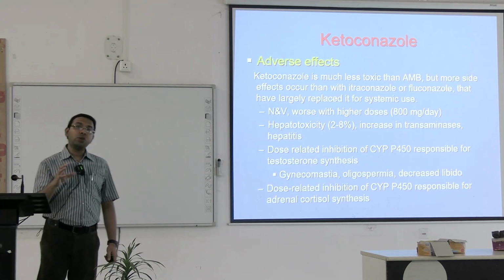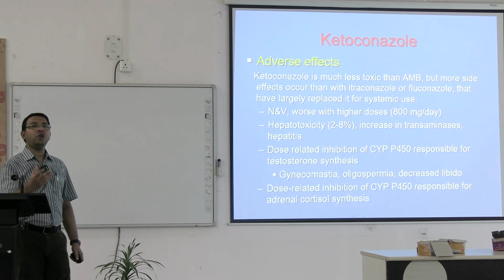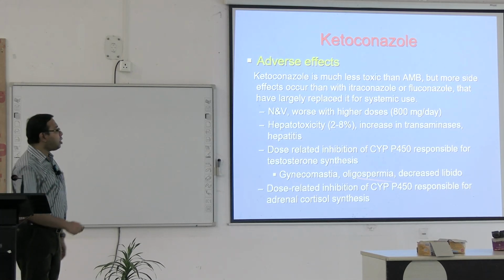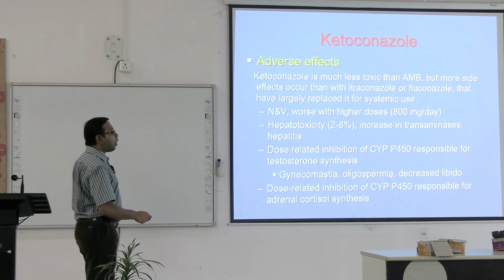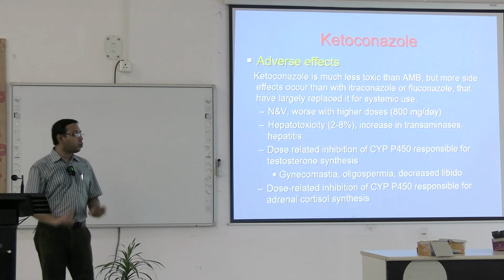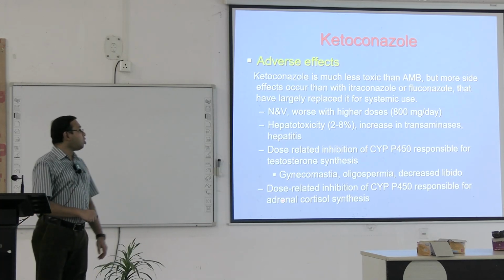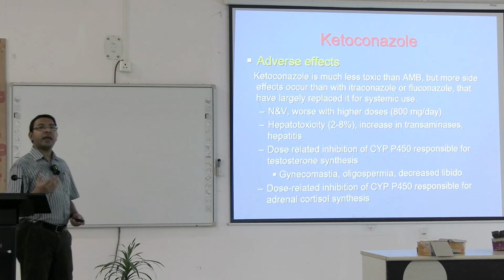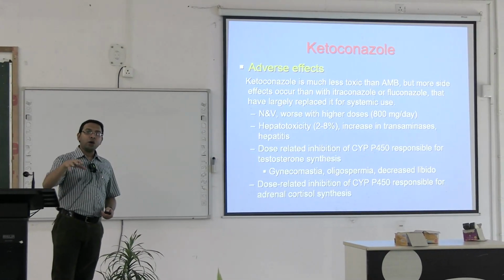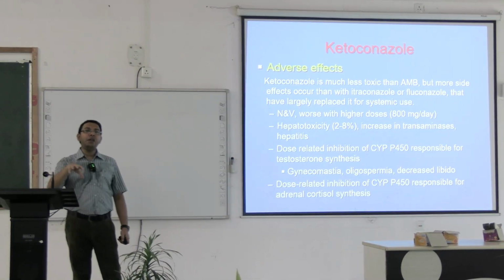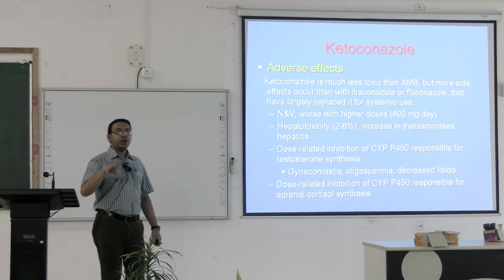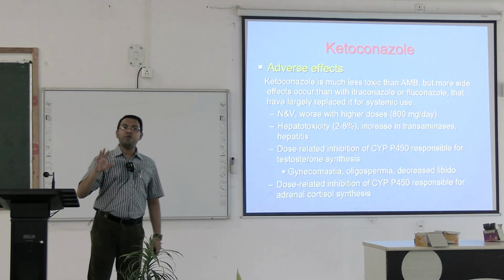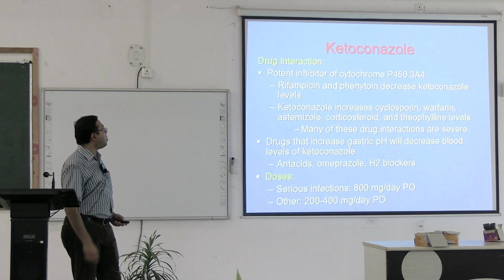That's why testosterone synthesis is also blocked when ketoconazole is given in high dose for a long period of time. So there may be gynecomastia, oligospermia, decreased libido, all of this can happen with ketoconazole. Also adrenal cortisol synthesis is decreased, and Addison's disease can also happen, because all these depend upon the P450 enzyme systems, and ketoconazole is a potent inhibitor of the P450 system. That's why these problems happen.